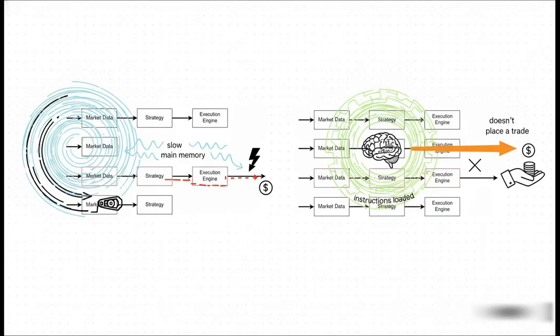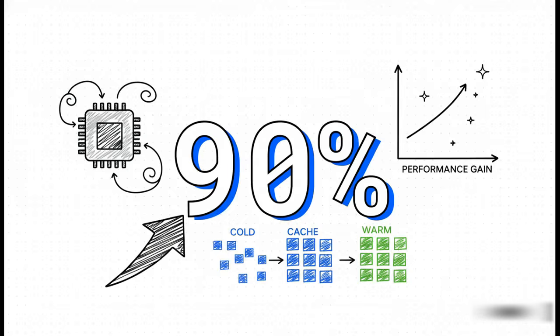Okay, so check this out. On the left is the cold approach. The code just sits there waiting for a trade signal. When it finally comes, you might have to pull everything from that slow main memory. But now, look at the right, the warm approach. Here, the logic is constantly running, processing every bit of market data. It doesn't actually trade, but it makes sure all the important instructions stay loaded in that ultra-fast CPU cache, ready to pounce instantly. And the result? It's absolutely staggering. The benchmarks show that just by warming up the cache, the code runs about 90% faster.